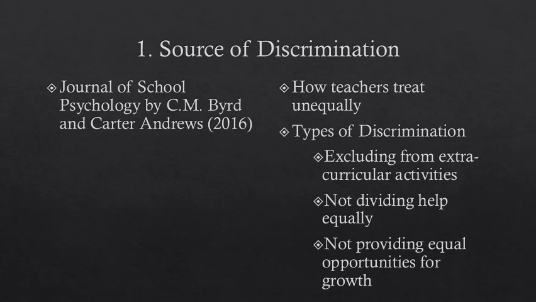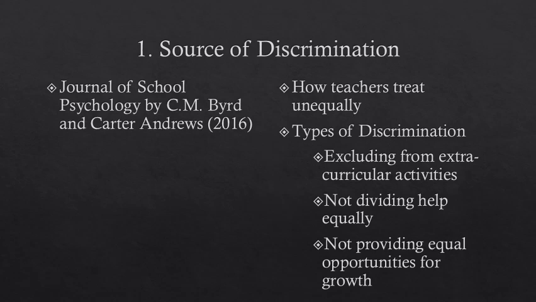Like I previously said, lower academic performance can be explained by many factors, the first being the impact that unequal treatment has when coming from different types of sources. There was an article written by the authors C. M. Bird and Carter Andrews in 2016, and it was published in the Journal of School Psychology. And this article will discuss how teachers treat unequally and the different types of discrimination that they participate in. So the authors explain that they interviewed many individuals as they pieced together information regarding the types of discrimination that is prevalent in schools, where or who the discrimination is coming from, and how often the issue is becoming a problem in the education system.